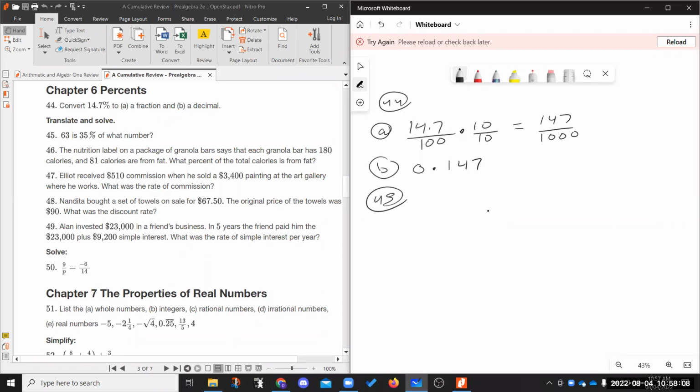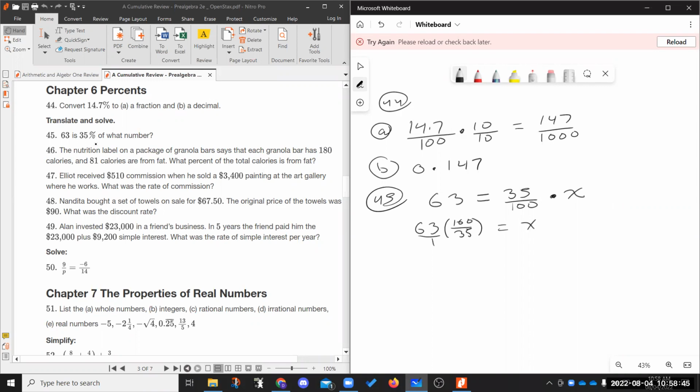So we're going to set this up like an equation. The verb is our equal sign. So 63 is p%, so 35%, of always means to multiply, and the question word is our variable. So I'm going to set it up like that. We're going to multiply by the reciprocal of this fraction. If you want to do that in 2 steps, you can do that.